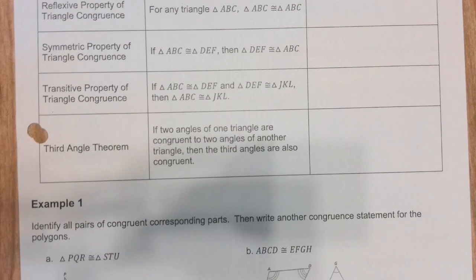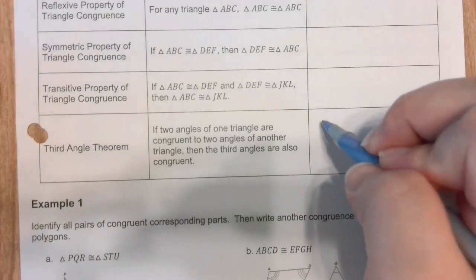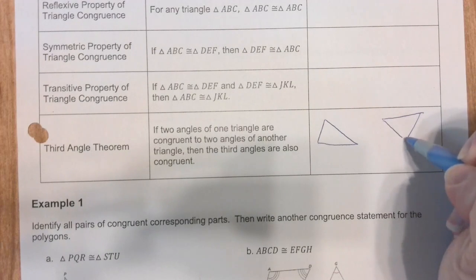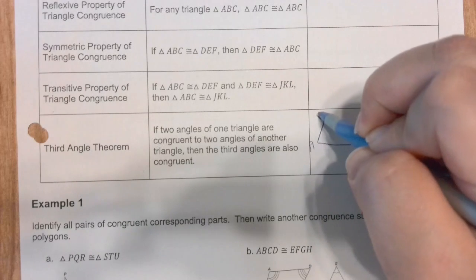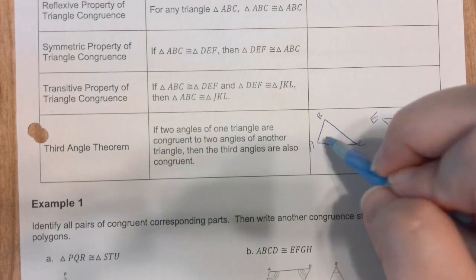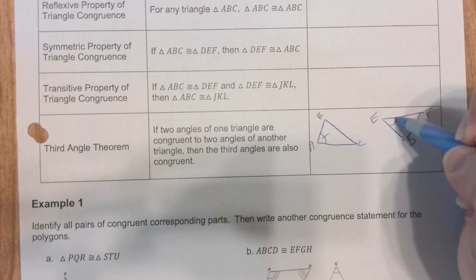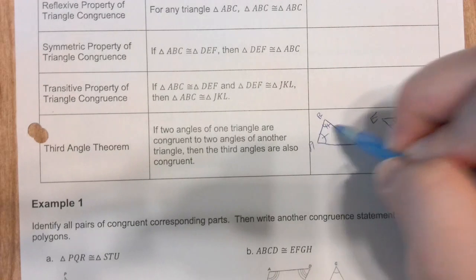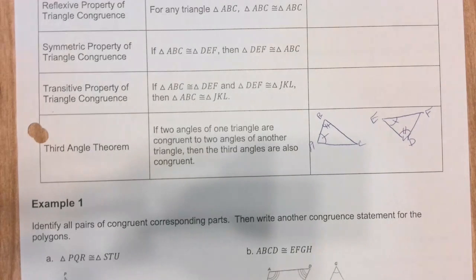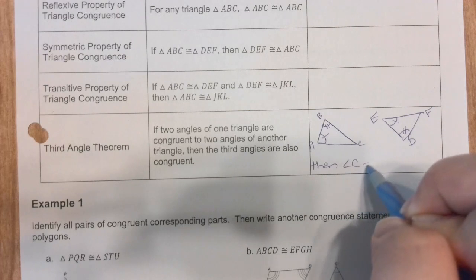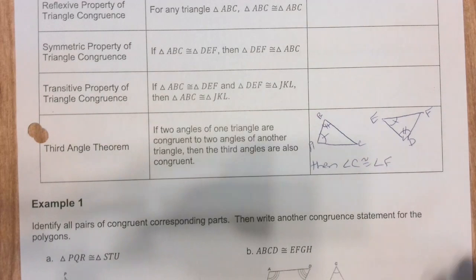The last one, the third angle theorem. Let's see here. Maybe we have triangle ABC and DEF. If I tell you that angle A is exactly the same as angle E, A and E are congruent, and angle B and angle D are congruent, then angle C is congruent to angle F.